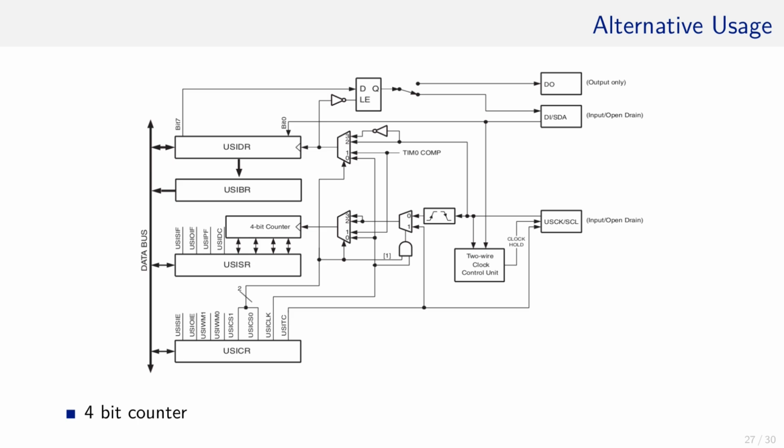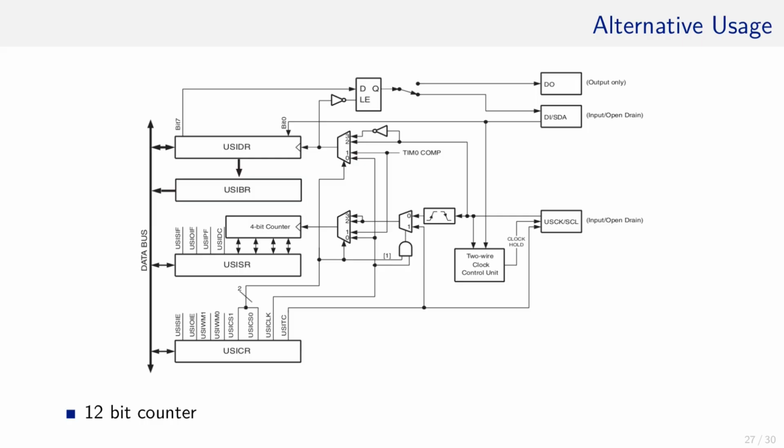Interestingly, since the USI is so universal, it can be assigned entirely different tasks as well. For instance, the 4-bit counter here can be used as what it is, a timer clocked by various clock sources which can count to 15 at maximum.